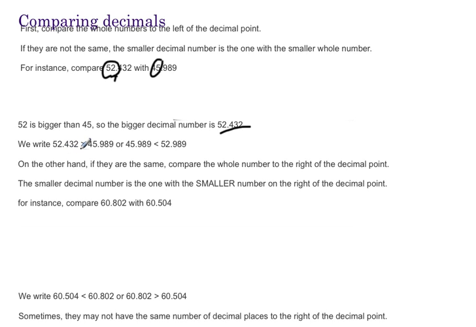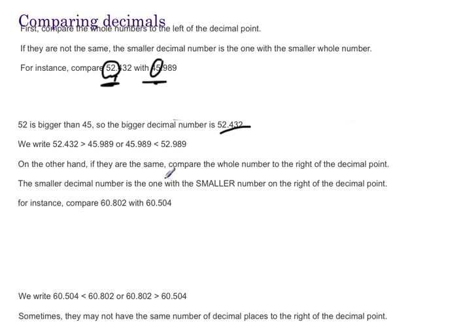52 and 432 thousandths is larger than 45 and 989 thousandths. Or you could say 45 and 989 thousandths is smaller than 52 and 989 thousandths. Okay, so that's the first way. Look at the whole number to the left of the decimal.